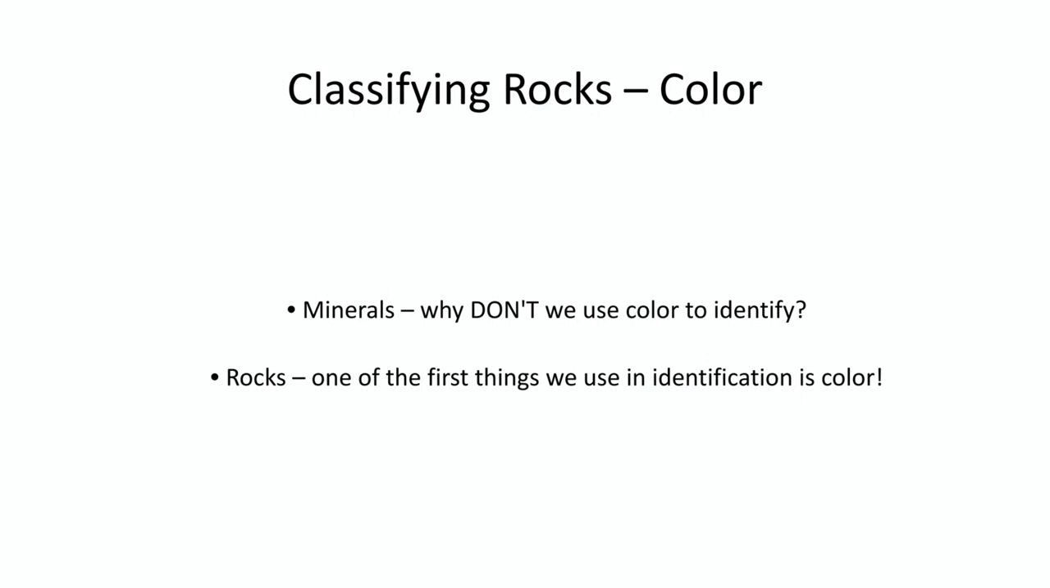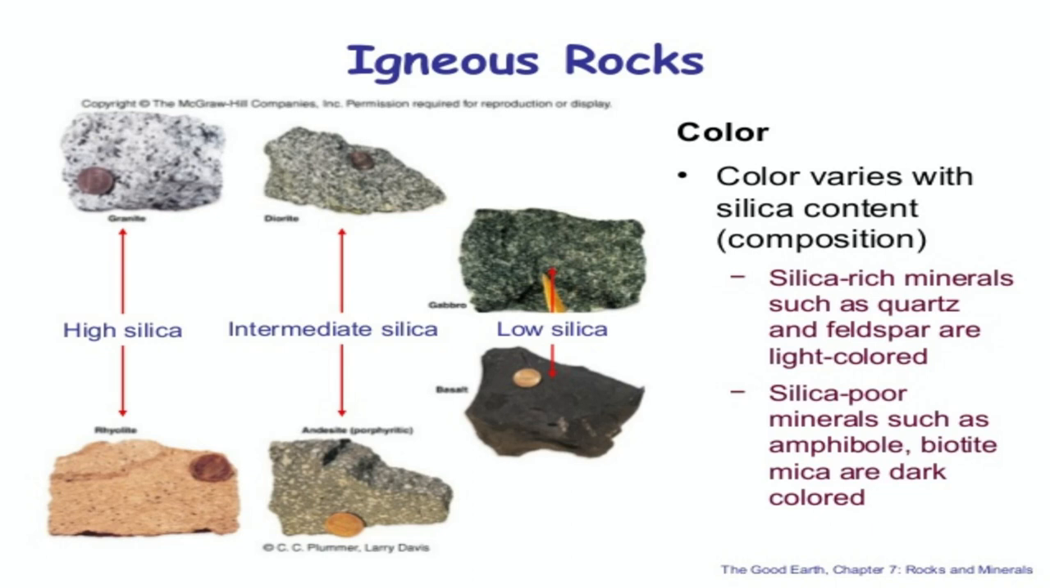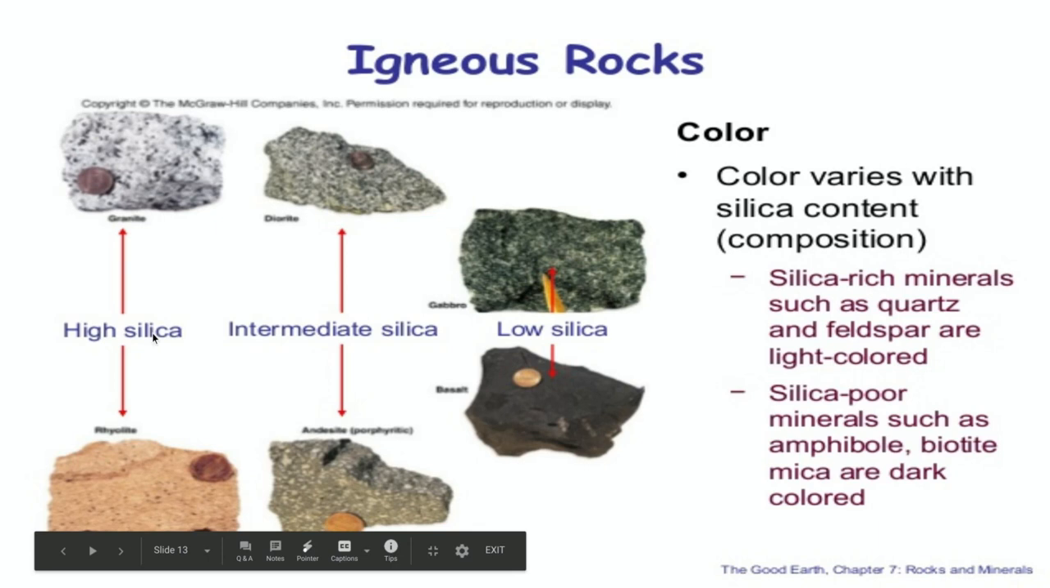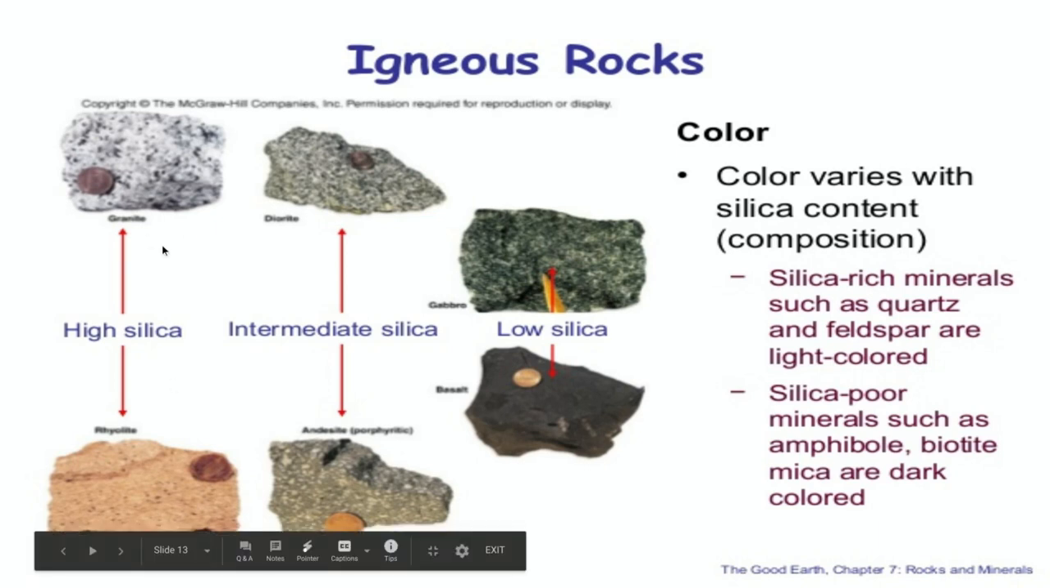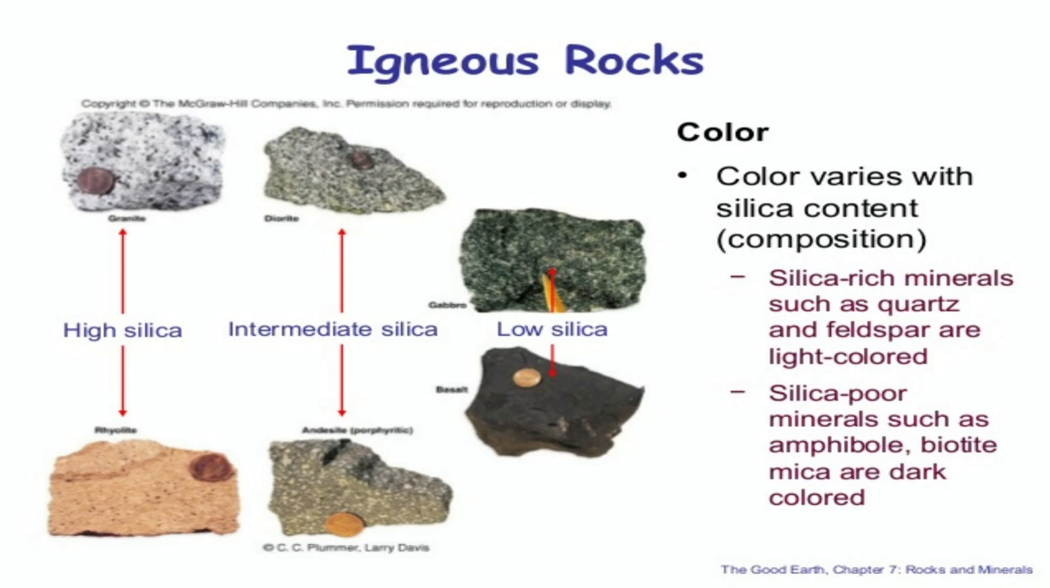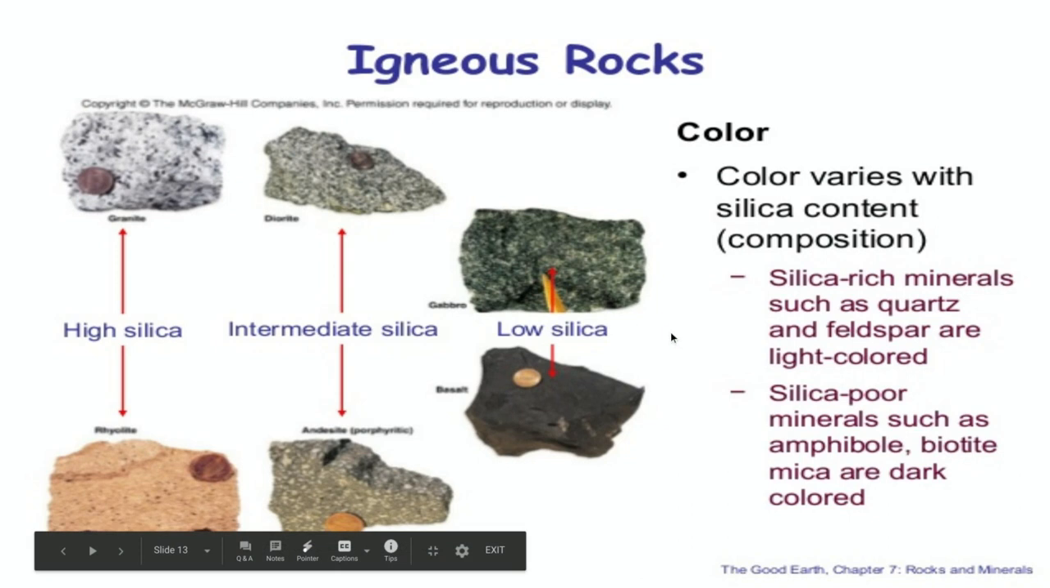Well, with rocks, that's one of the very first things we get to do. We are going to look at the color, the apparent color of a rock, and that's going to help us identify it. And that's because rocks are a mixture of several different minerals. So if something is very, very light colored, well, silicas tend to be very light colored. So we can say, oh, it's a very light colored rock. So that means it's got a lot of silica in it, and that's going to help us classify the rock. Something that's very dark colored is very low in silica, and it's going to have a lot of metals in it.